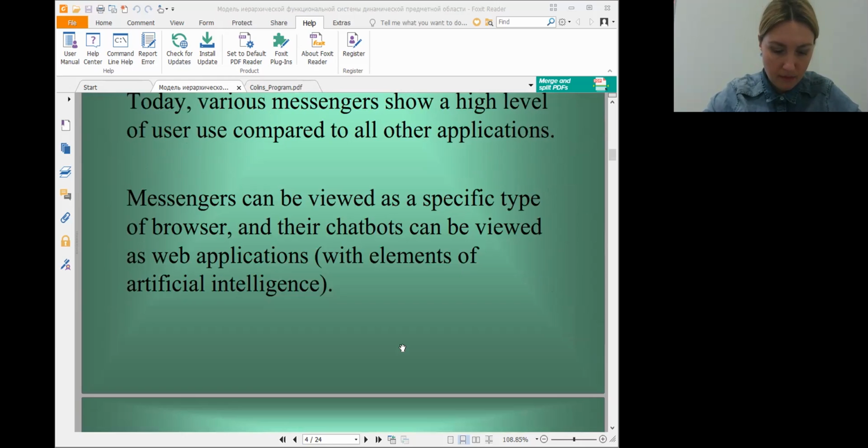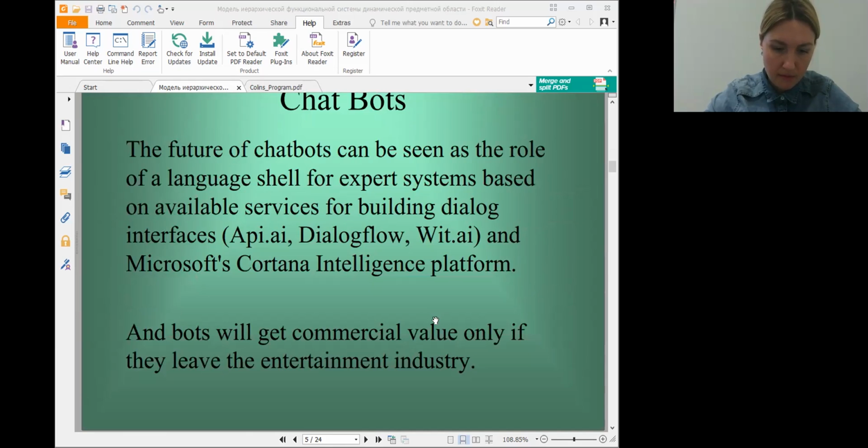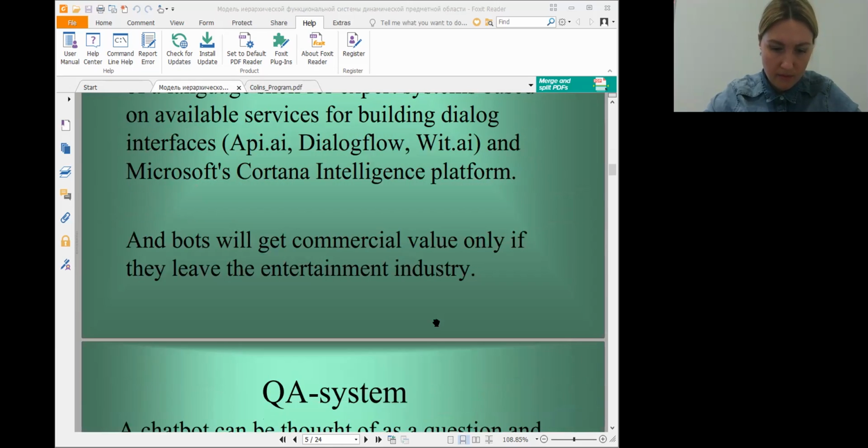Messengers can be viewed as a specific type of browser, and chatbots can be viewed as web applications with elements of artificial intelligence. And bots will get commercial value only if they leave the entertainment industry.